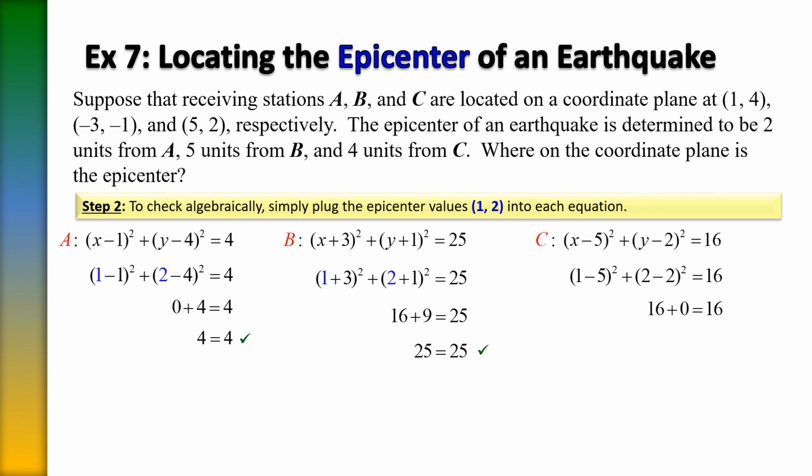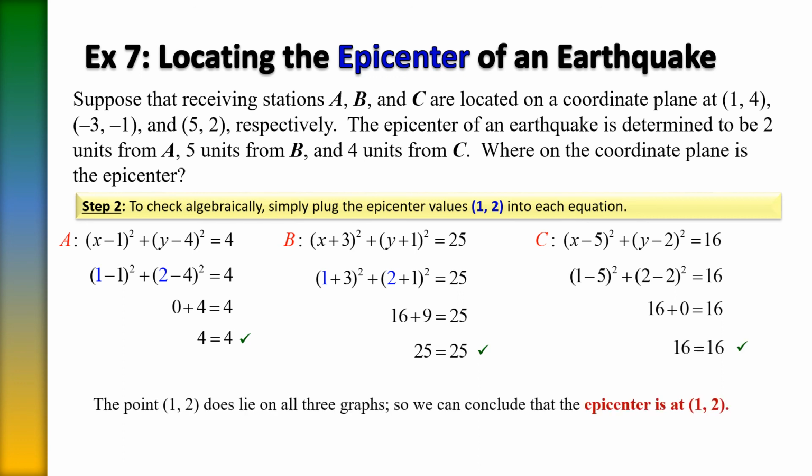When you can plug in your answer and get a true statement, that is your proof that the ordered pair (1, 2) does lie on all three circles. So again, we can conclude that that is the epicenter of the earthquake.